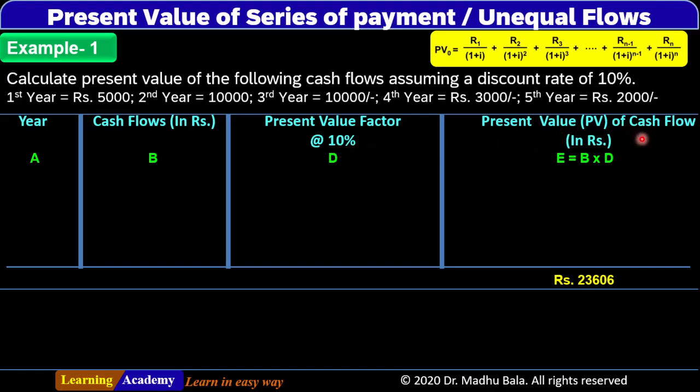And the present value of cash flow will be calculated by multiplying the cash flow written in column B. It will be multiplied by the present value factor, that is 10%. So B multiplied by D will be the present value of cash flow. So for the first year, the cash flow is rupees 5,000. Rate of interest is 10%.